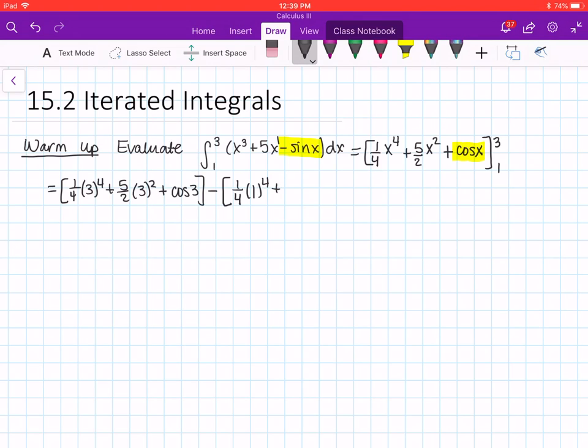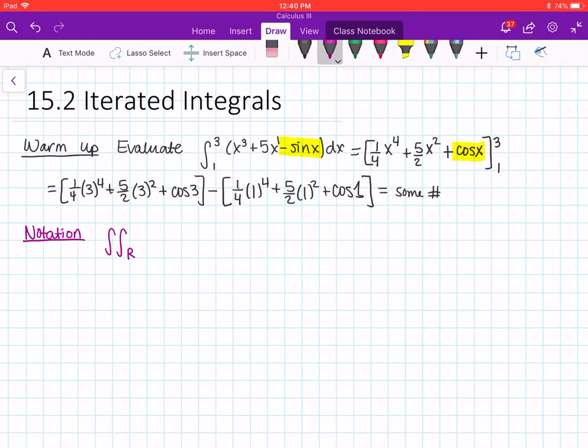To the 4th plus 5 halves, 1 squared plus cosine of 1. Alright, so then we're going to continue on through here. You can do some simplification, add some numbers together, but you get some number. So I just wanted to quickly review what the power rule was and how you can check if you're taking the antiderivative correctly.